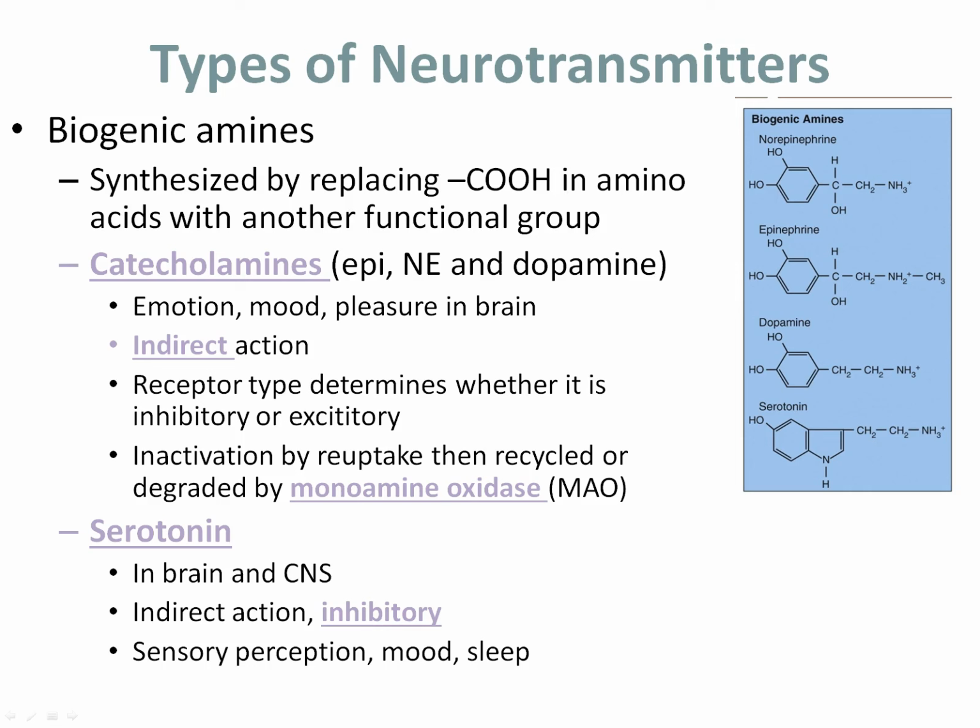Serotonin is our other type of biogenic amine, and we find this in the brain and central nervous system. It has an indirect action through a metabotropic receptor, and it generally is inhibitory. It's important in sensory perception, mood, and sleep.